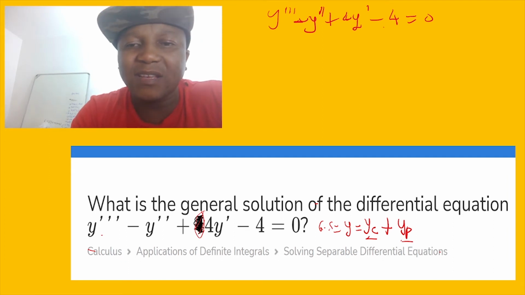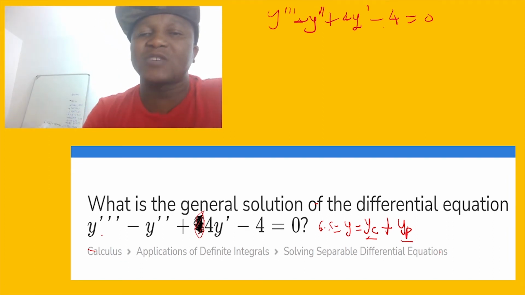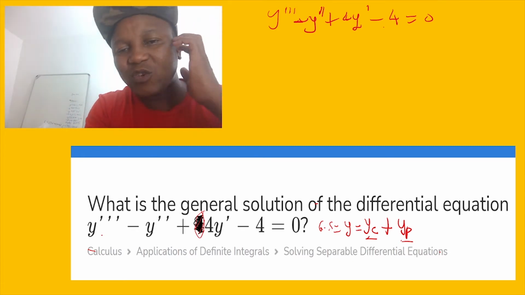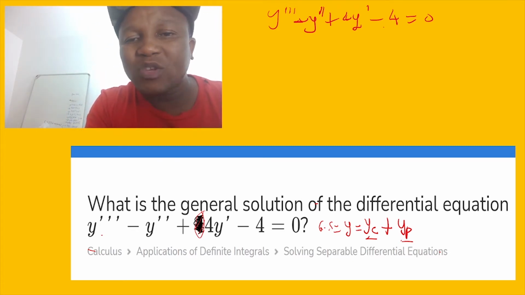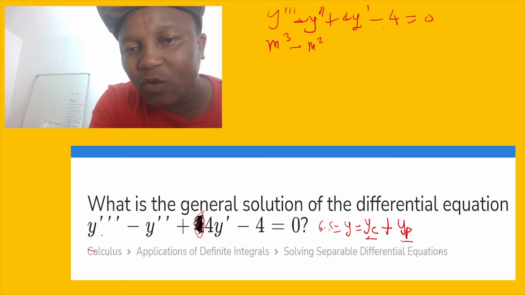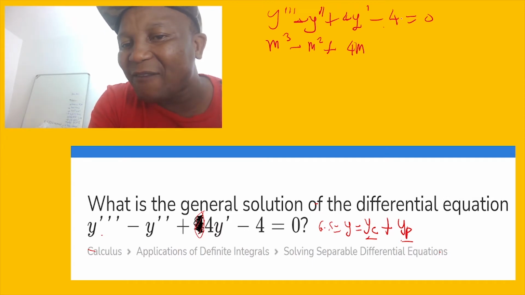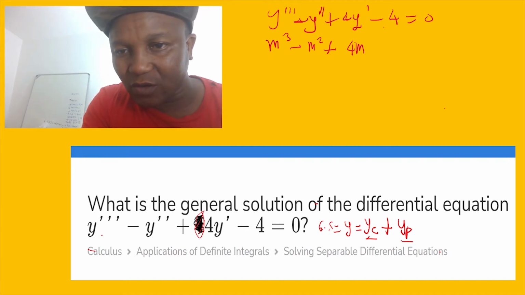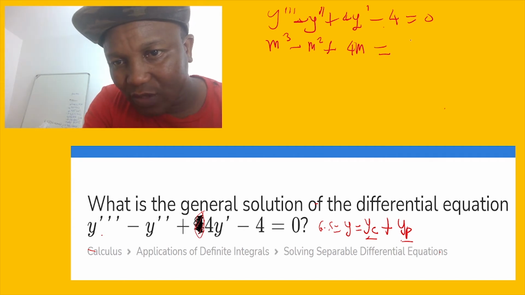So you need to change this to auxiliary. How are you going to change it? If it's a third derivative, for the auxiliary you can either use D or m. Allow me to use m. Since this is the third, m cubed minus m squared, because it's the second derivative, and this is going to be plus 4m, because it's the first derivative. And here it does not have any derivative, it's just a 4, and this is equal to 0.